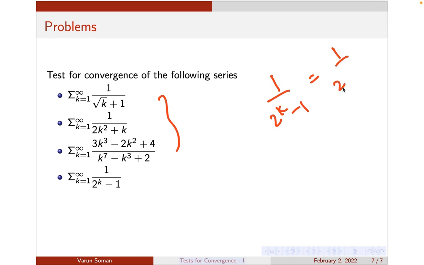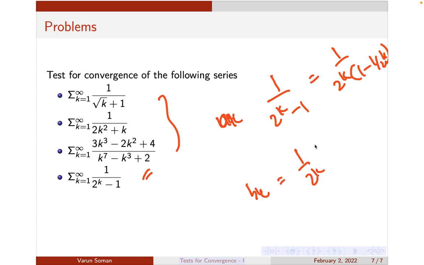It will simply be 1 by 2 raised to k into 1 minus 1 by 2 raised to k. And if you take your bk as the series 1 by 2 raised to k, what can you say about the bk? Only if you understood this concept will you understand this, because it's the same logic. Since this is a non-series, that's why I have taken that problem here. So see, this is your bk.